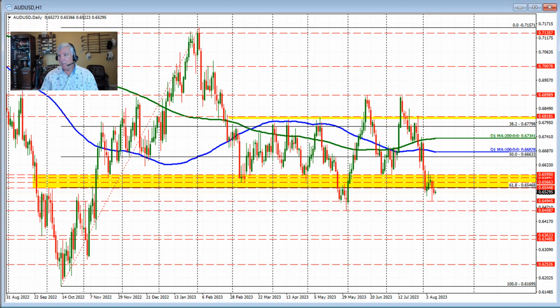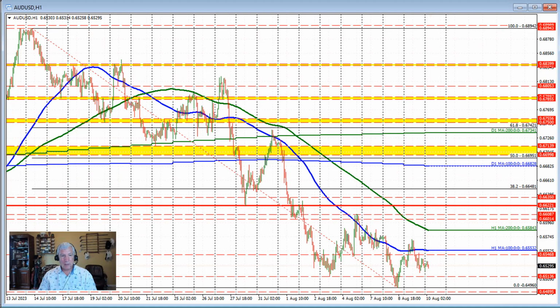Let's take a look at the hourly view and see what that is telling us. If you look at the hourly view, we've had a lot of different occasions where the price moved above the 100-hour moving average. It's one of our barometers for bullish above and bearish below. You can see over the last few days that the price has moved above it again and again. But each time the momentum faded, certainly ahead of the green line, which represents our 200-hour moving average. Price has not been above that level since July 27th.